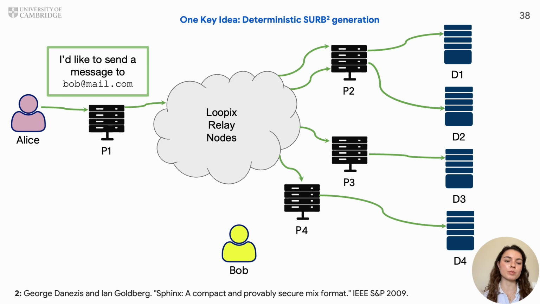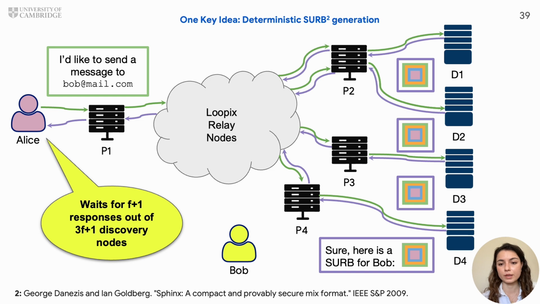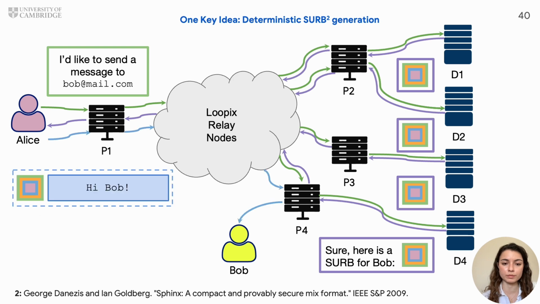Now, before diving into how Pudding works, let's keep the same setup and look at another idea that might help Alice find Bob. What Alice does is she sends requests to the discovery nodes with Bob's username, looking for him. And each of the discovery nodes generates a SURB that will allow Alice to send a message to Bob. And Alice waits for f+1 responses out of 3f+1 discovery nodes to make sure that she has the correct SURB that will bring her message to Bob. And then she can use the SURB as the header to her message and send a message to Bob.